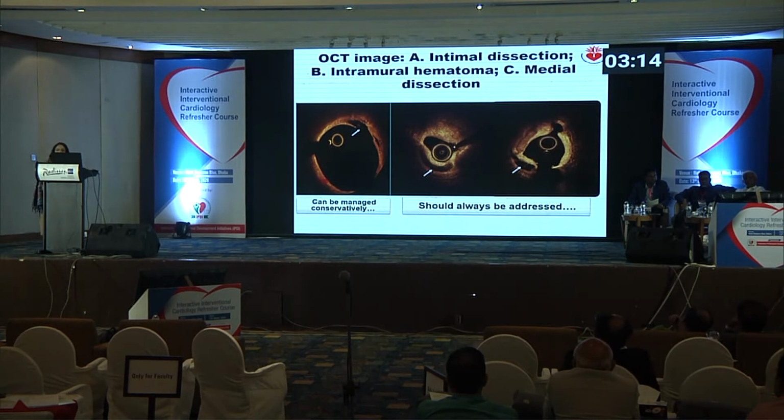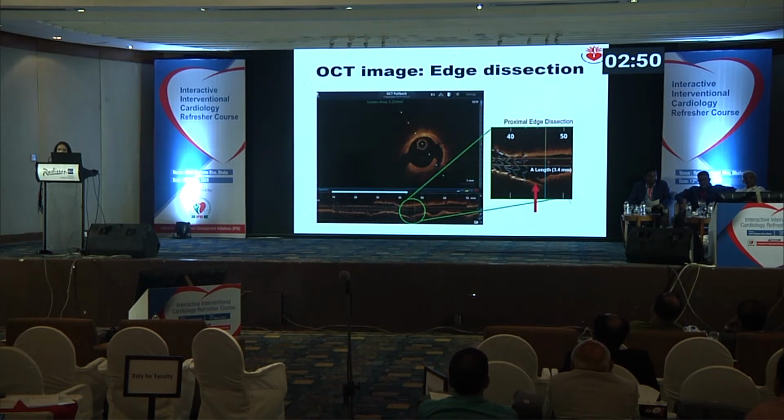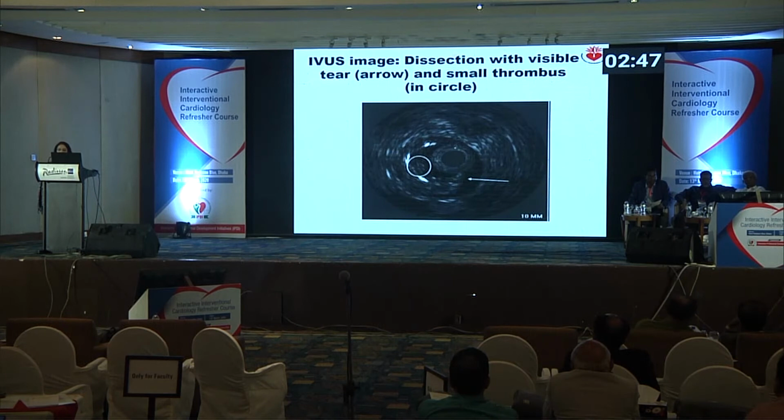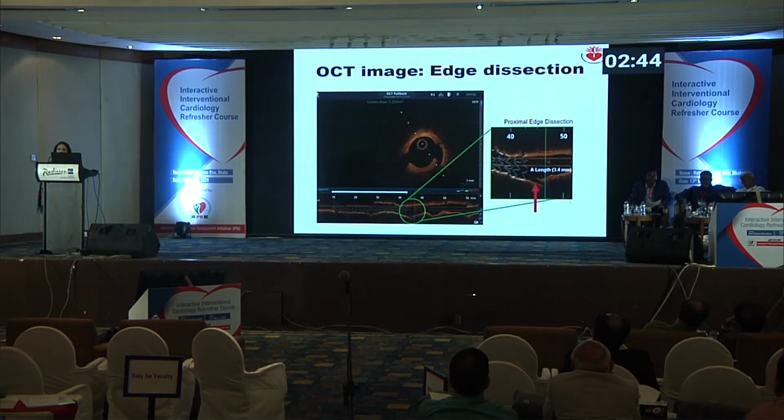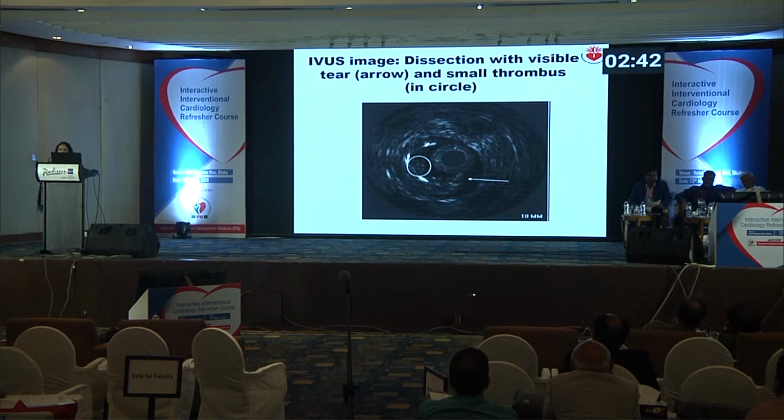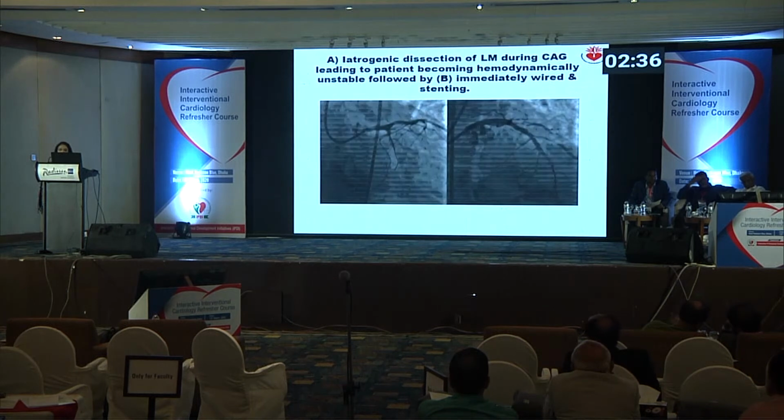Here you can see a picture of OCT guided coronary dissection. The first one is intimal, and B and C show intramural and medial dissection. It has already been said that intimal dissection can be managed conservatively, but the other two can really lead to a very lethal condition, so they have to be intervened immediately. Here's a picture of OCT guided stent edge dissection. And on the IVUS, the arrow shows the visible tear, and the circle shows the thrombus.